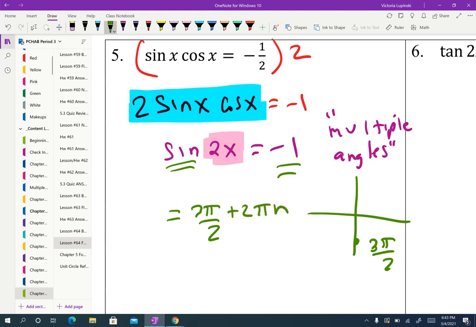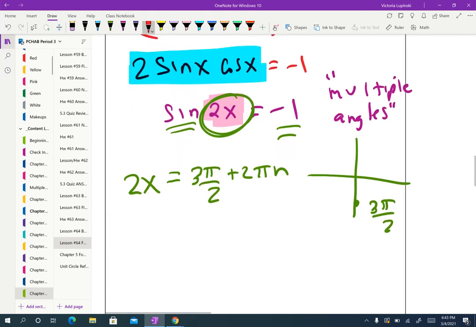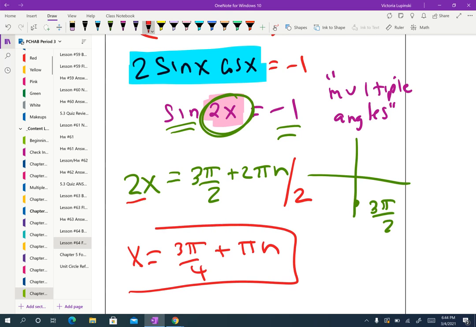Hopefully you remember that because there's something other than a 1 here, you're going to set 2x equal to this. Then to get your final answer, you're going to divide by whatever is in front of the x, which in this case means you're going to divide everything by 2. If you divide 3 pi over 2 by 2, that becomes 3 pi over 4, double the denominator. And if you divide 2 pi n by 2, you get pi n, and that's going to be your answer.